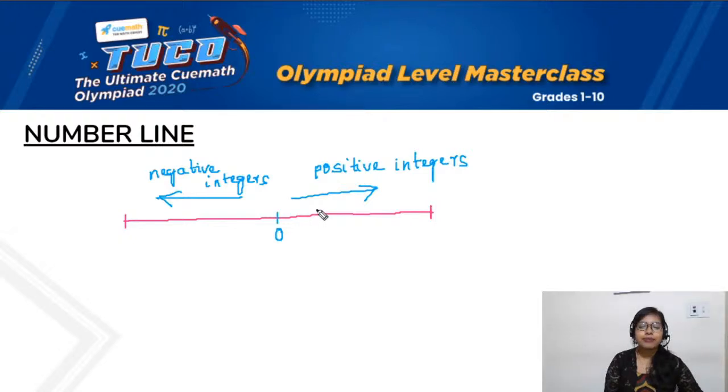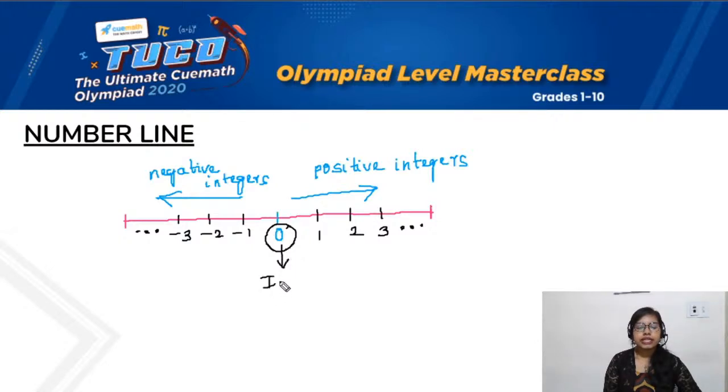Now, according to this, I'll be marking 1, 2, 3, and this keeps going on further. And similarly, towards this side, we have -1, -2, -3, and this keeps going on. Okay? And 0 is an integer. 0 is an integer which is neither positive nor negative.